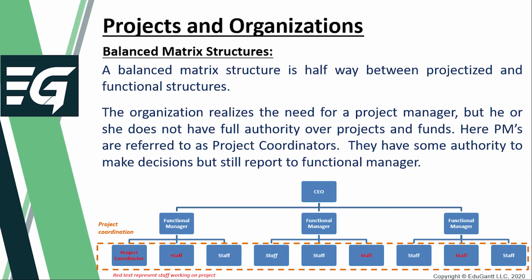The difference between a weak matrix structure and a balanced matrix structure basically lies in the fact that a staff member is assigned the authority of a project coordinator. So he has a bit more authority than the project managers would have in weak matrix structures, but he still has to go through the functional managers for approvals. At least he can make some level of decisions on his own, though.